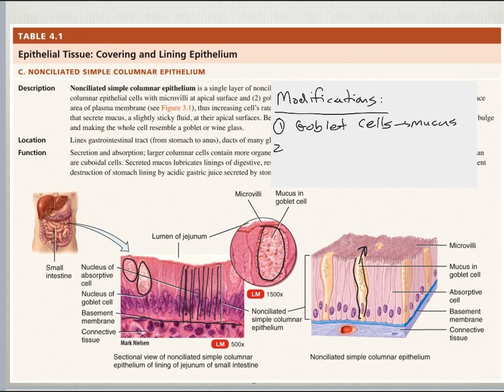The second modification, especially one that we see here, is microvilli. So we say, well, what's microvilli for? So think about the small intestine. What are we doing there? We're absorbing nutrients. So if we're absorbing nutrients, what's the next thought process? We need to maximize surface area.